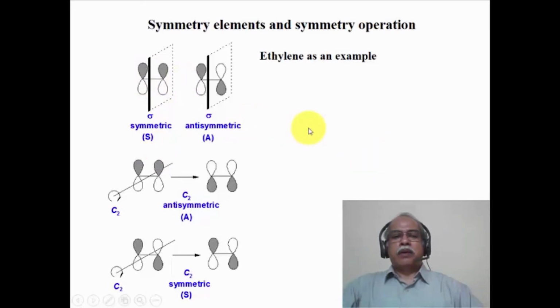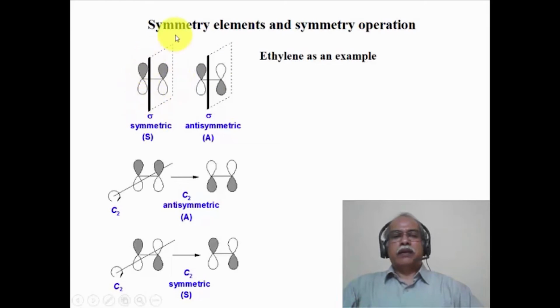Now let us take the example of trying to identify the mirror symmetry that may or may not be present in the ethylene molecular orbital. This is the pi molecular orbital of ethylene. This is the pi star molecular orbital of ethylene. Now when we are considering a symmetry plane, the symmetry plane should bisect the carbon-carbon bond.